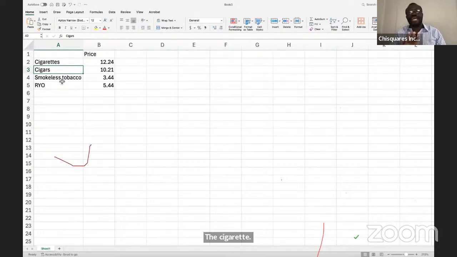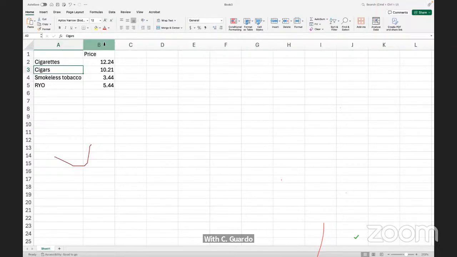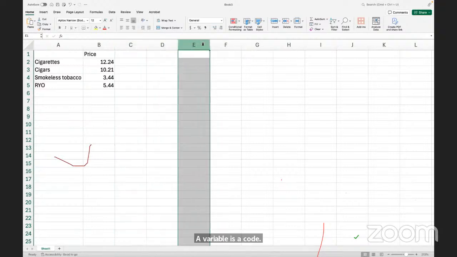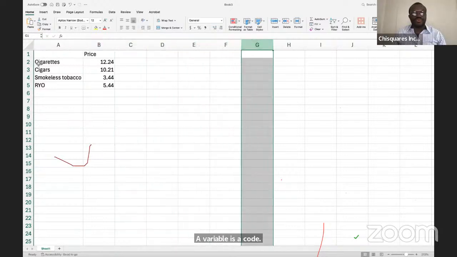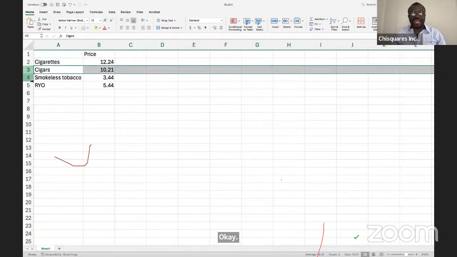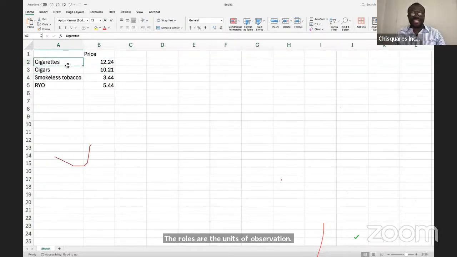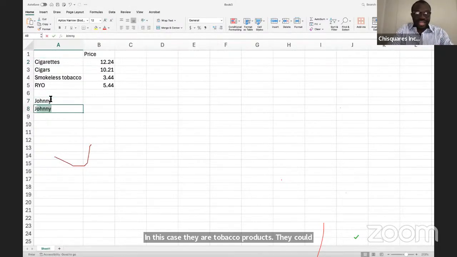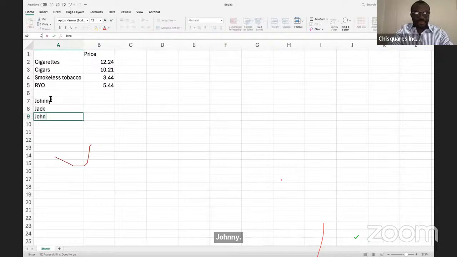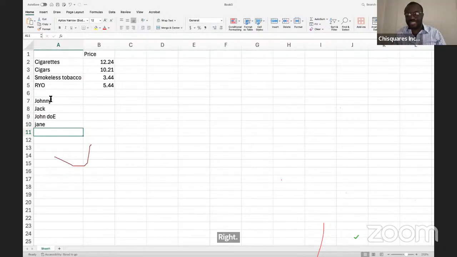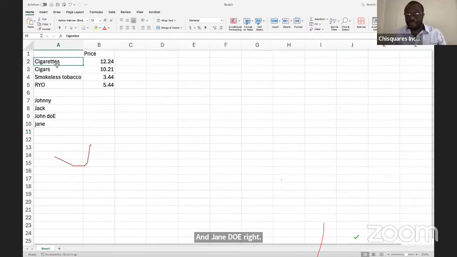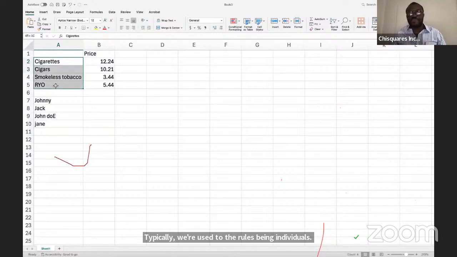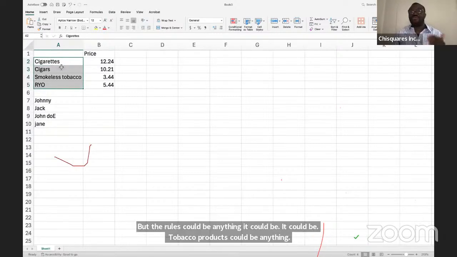Okay, let me explain. I think there's a problem with understanding what a variable is. A variable is a column. The columns are what we call the variables. The rows are the units of observation. The rows could be people. In this case, they are tobacco products, but it could well be Johnny and Jack and John Doe, and Jane Doe. Typically, we're used to the rows being individuals, but the rows could be anything. In this case, our unit of observation are tobacco products, which are the rows.